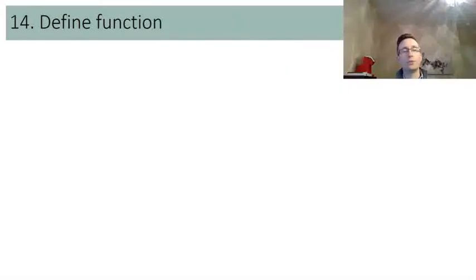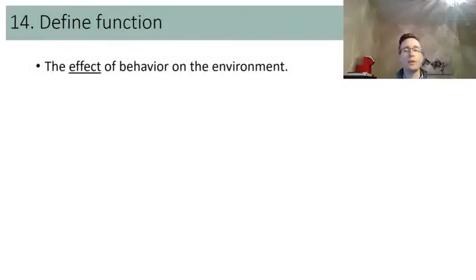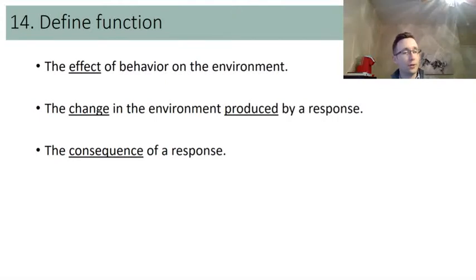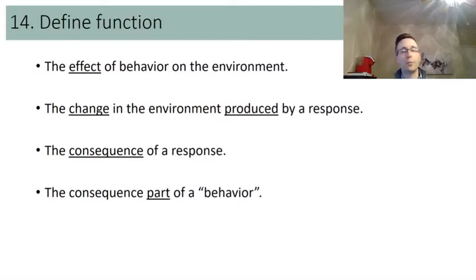Let's look at function. Objective 14 is define function. It's the effect of behavior on the environment, and I'm going to say the same thing 4 ways here. The effect of behavior on the environment. Also, it's the change in the environment produced by a response. It's the consequence of a response. It's the consequence part of a behavior. So I said the same thing in 4 different ways to hopefully help you develop this concept quickly of what function is. It's the effect of the behavior on the environment.